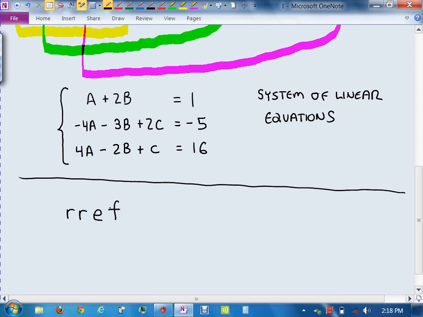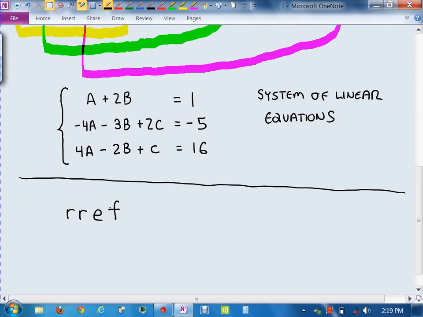Who hasn't found it yet? Who has not found RREF? Okay, go second matrix, go over to the right, math, and go all the, oh, no, too far. Then go down, it's RREF. Y'all are good? Yes? RREF?